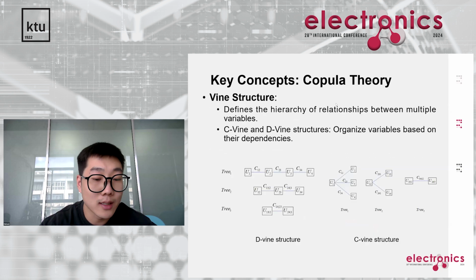Vine structures help us organize these relationships. There are 2 main types: C-vine, which has one variable as the root, and the D-vine, which connects pairs of variables. In our research, we use the D-vine structure to model how current, voltage, temperature, and irradiance are related. This helps us capture the complex relationships between these variables.